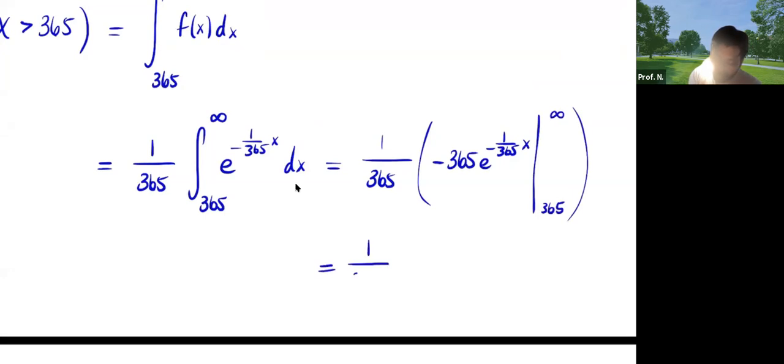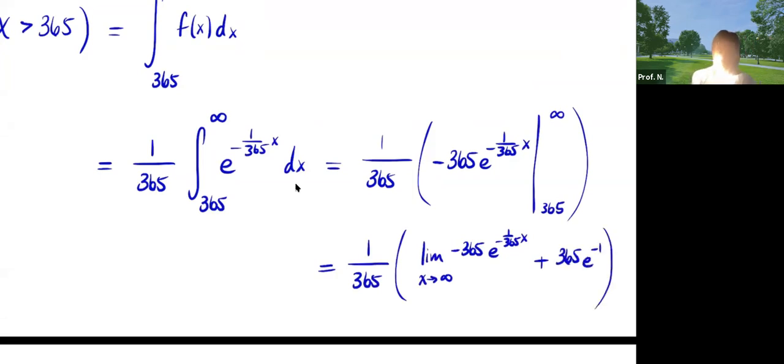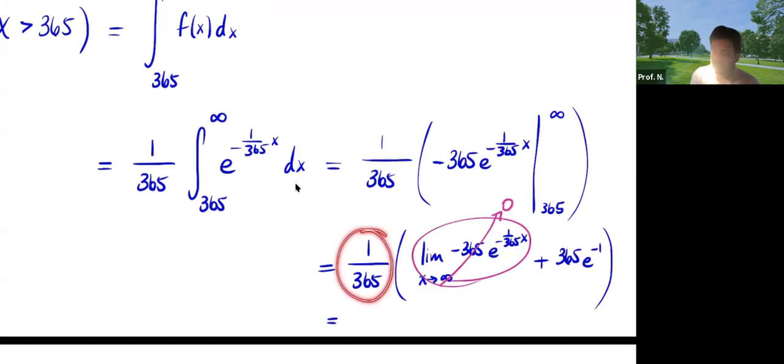And when you're evaluating an improper integral like this, normally we write this as a limit of negative 365 e to the negative 1 over 365x, minus, plus 365 e to the negative 1. But if you notice, this is an exponentially decaying function. So as you go to infinity, this whole thing goes to 0. So I'm left with 1 over 365 multiplied by 365 becomes 1. So the answer is e to the negative 1, or 1 over e. So it's approximately 0.3679.